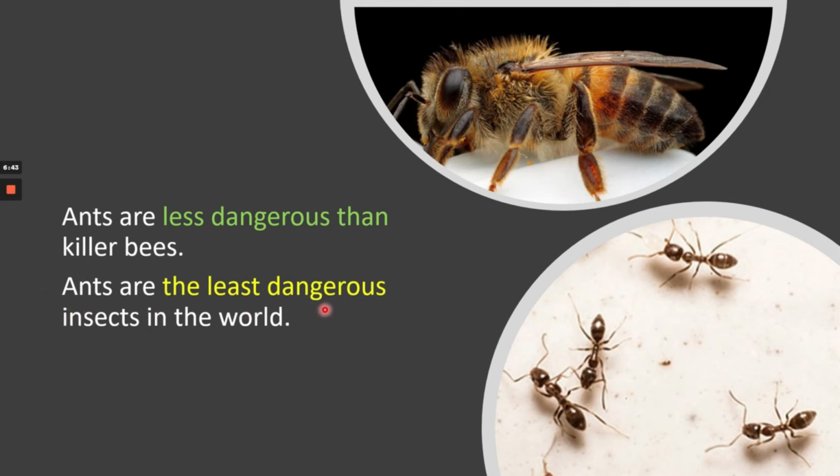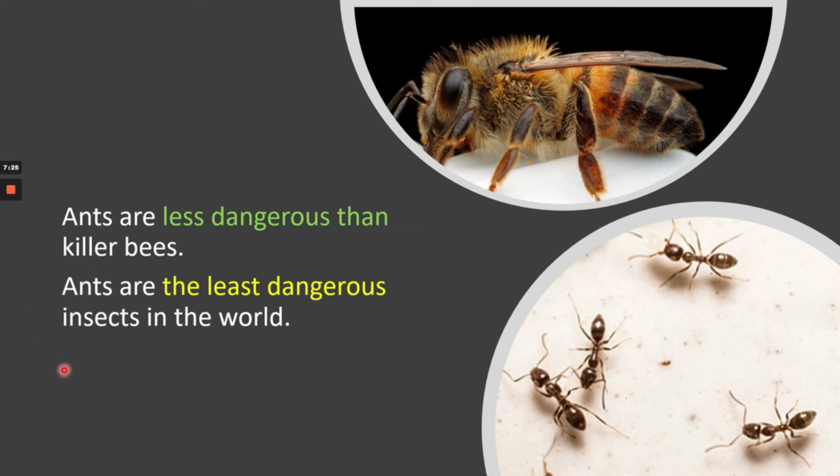Ants are the least dangerous insects in the world. Here we are only focusing on ants, okay? And we say that of all the insects in the world, ants are the least dangerous, okay? In the first case, we were comparing only 2 elements, ants and killer bees. But in this case, we are comparing all the insects in the world. And we say ants are the least dangerous insects in the world. Okay, can you see the difference? Comparing 2 elements, and here we're comparing all the insects in the world.